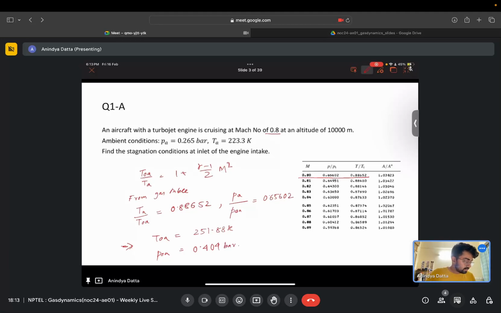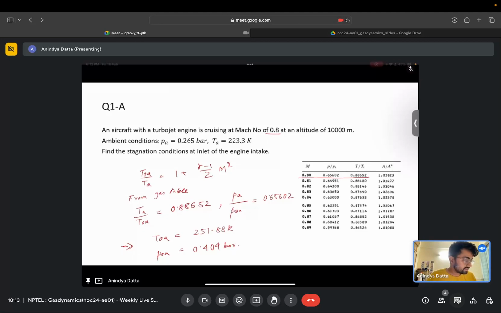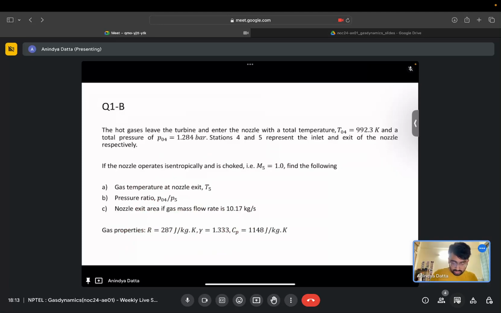So this is how, for simpler problems, and when you go to more complicated problems, you can use the gas tables directly to get the answers quickly. It will save you a lot of calculation time, because the expressions get complicated as well. For normal shocks the expression gets complicated, so using the gas tables in case of normal shock problems is more useful. All right, so next part of the problem.